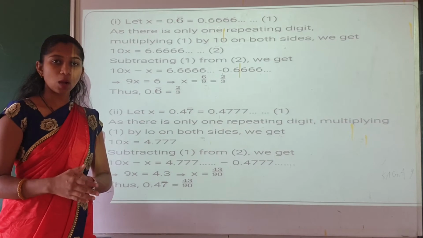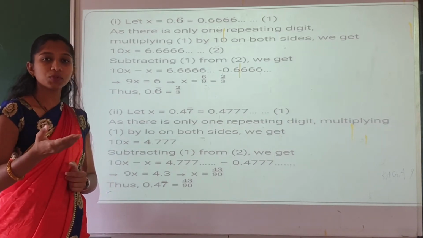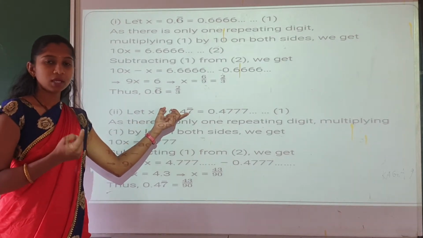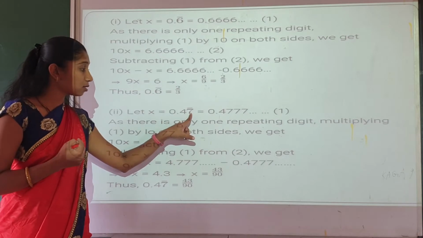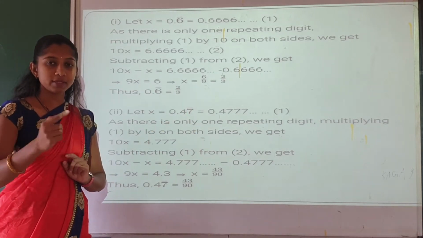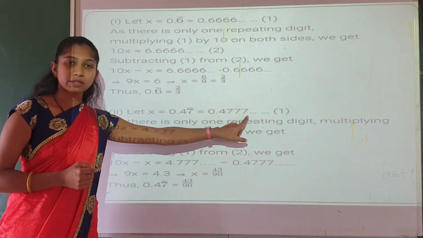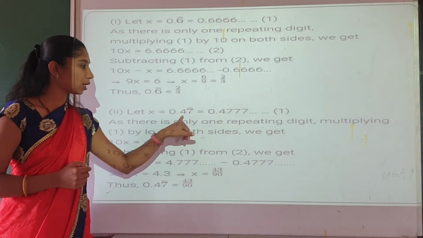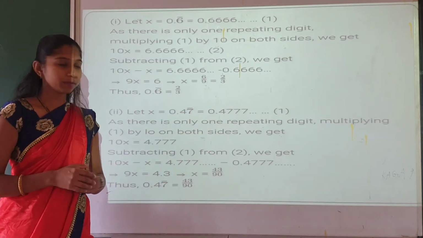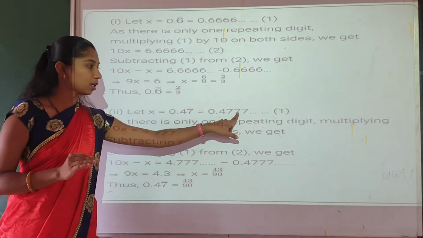In the same way, we have to solve the second subquotient of this third problem. What is the second subquotient here? x equals 0.47 bar. In this case also, the bar is only on the 7, which means only 7 is repeated a number of times. So the number becomes 0.4777. We should not take 0.474747. Why should we not take 4747? Because the bar is present only on the 7, so only 7 is repeated a number of times.